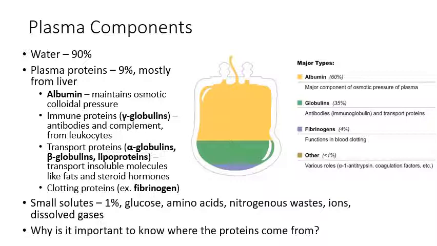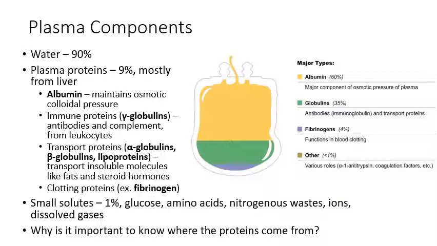You guys have probably heard of antibodies before. Complement proteins, probably not. We're going to cover both of those types of proteins in more detail when we do the immune system chapter. But for now, they're just immune proteins that are in the blood. They come from white blood cells or leukocytes.